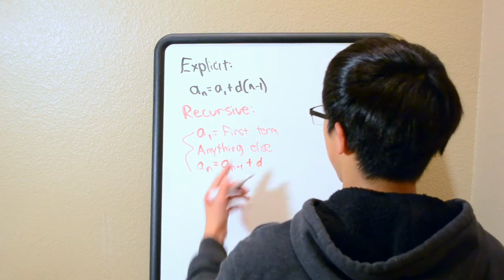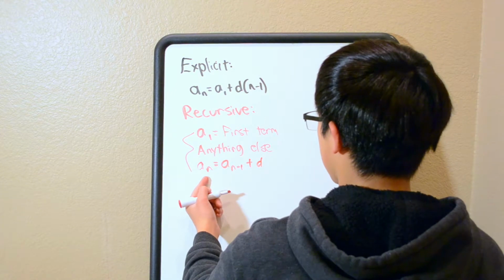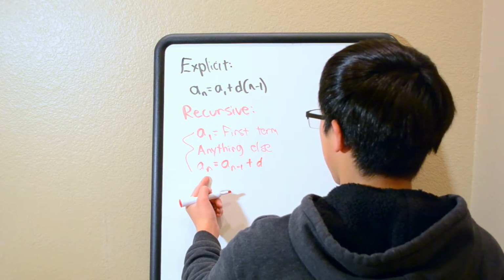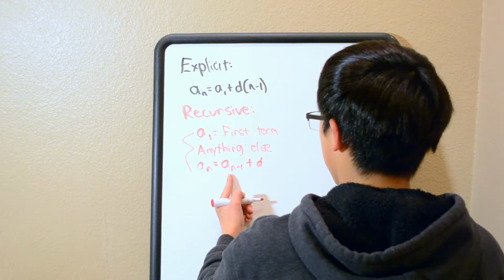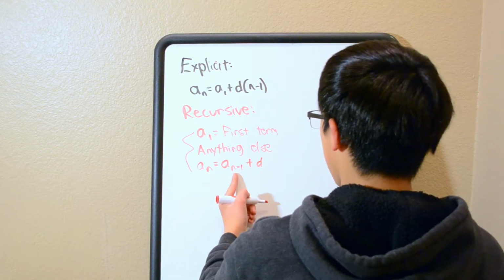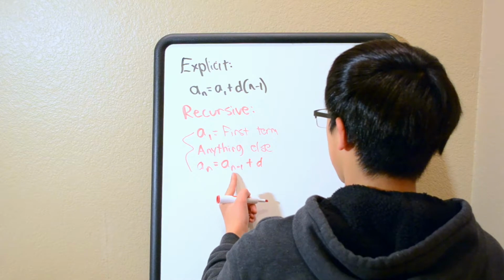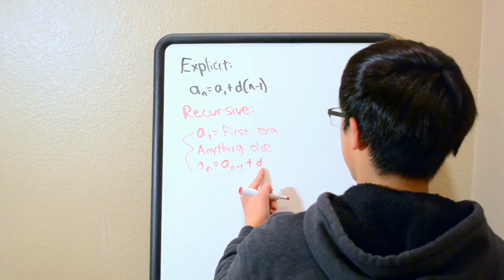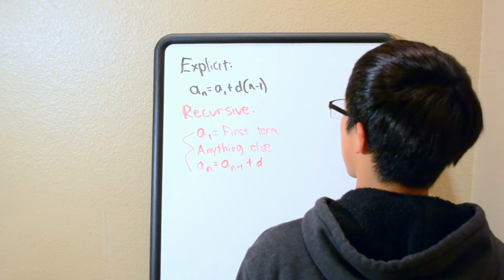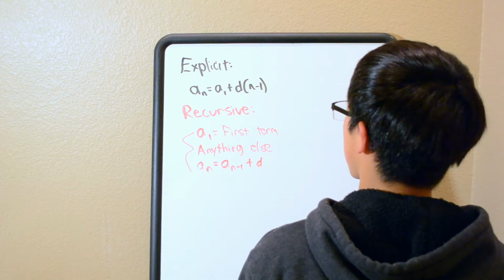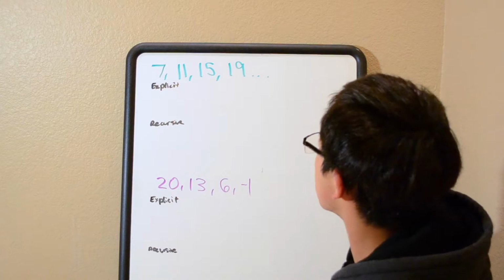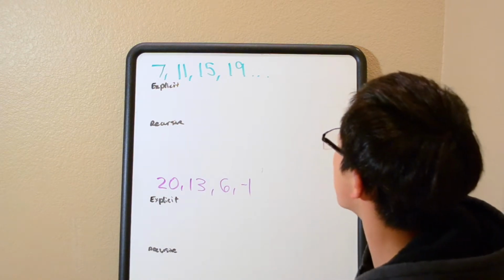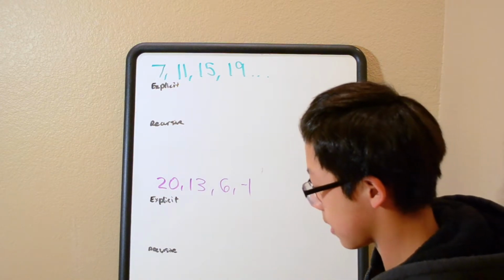So just like the explicit formula, a sub n represents the term you're trying to solve for. A sub n minus 1, the n minus 1 is the previous term, plus d, which is the common difference. So these are the formulas for explicit and recursive functions. Now let's go over a few examples using explicit and recursive formulas on these arithmetic sequences.